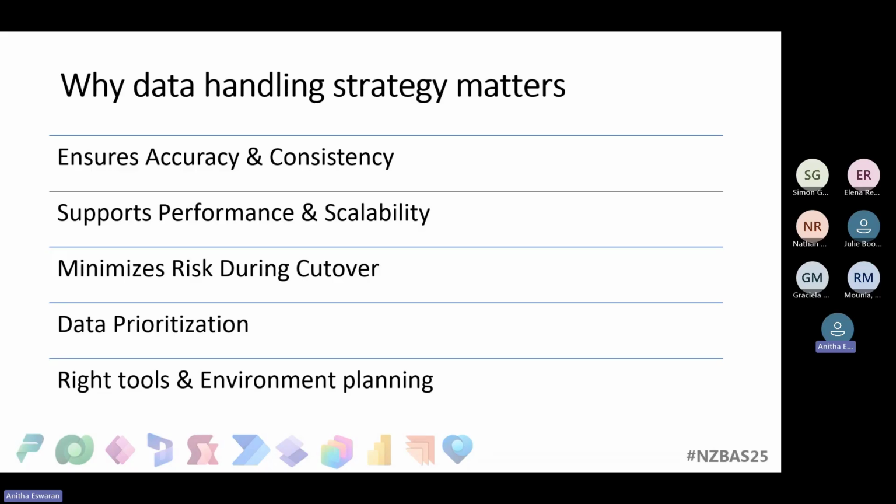With the right tools and environment planning, the data handling strategy brings success to any ERP implementation. So in essence, a data movement strategy is not just technical planning, it is the backbone of any F&O, any ERP successful integration. It ensures that the ERP system launches smoothly, it supports business continuity, and it also scales with future growth.